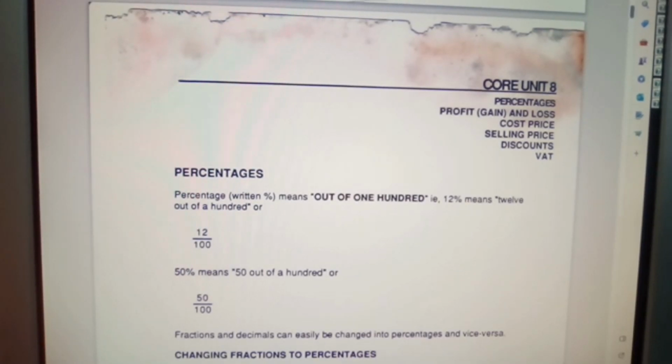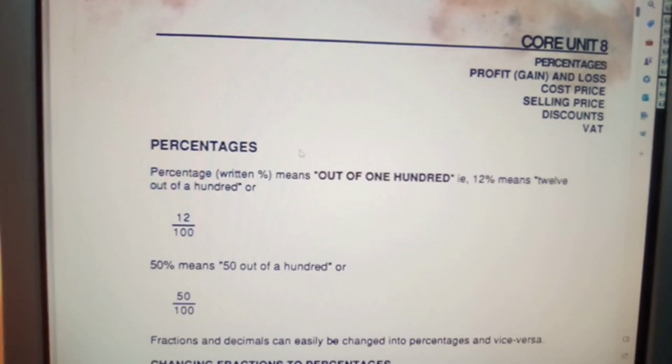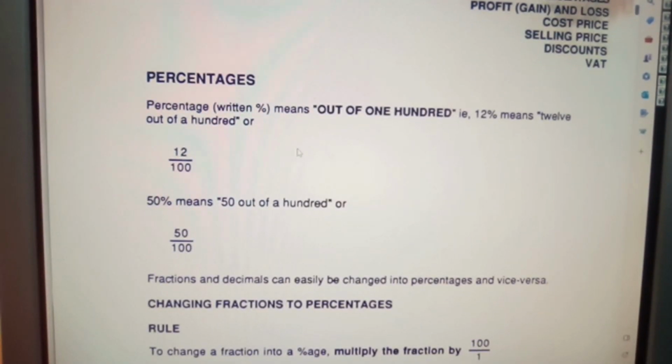Let me just make this a little bit bigger. Okay. I don't want any strained eyes.